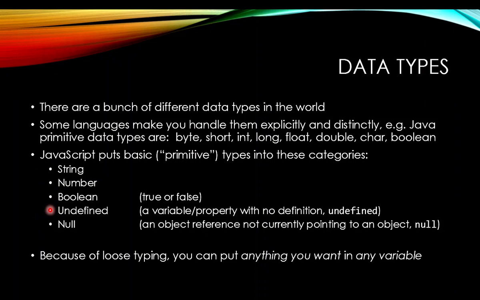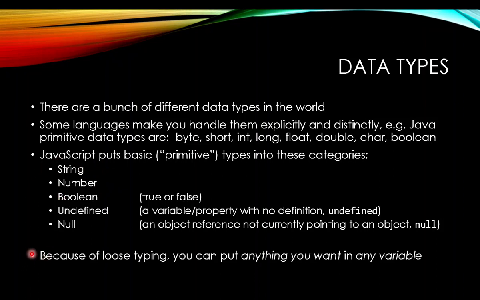Null is not the same thing, but null is an object reference that's not currently pointing to an object. Right? It's something that could point to an object, but it doesn't right now. So it's just sort of empty in that regard. So we'll call it null, N-U-L-L, lowercase. So these are the basic categories, and we're going to mostly work with these two, right, as we have in the past. But these things do exist.